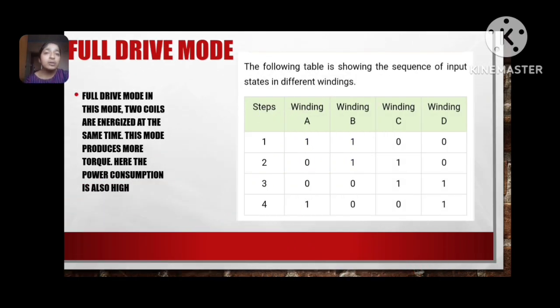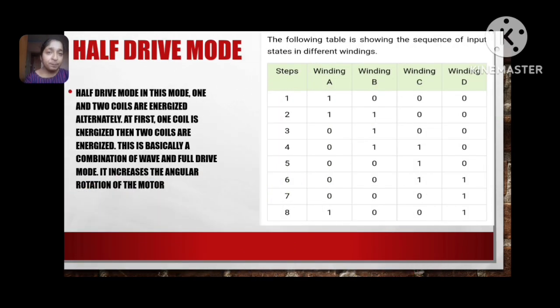Now the full drive mode. In this mode, two coils are energized at the same time. This mode provides more torque, and the power consumption is very high in the full drive. This is the tabular column of the full drive mode.